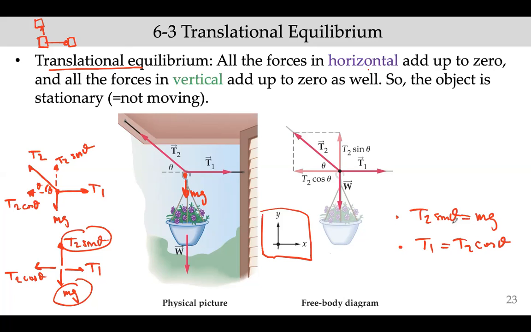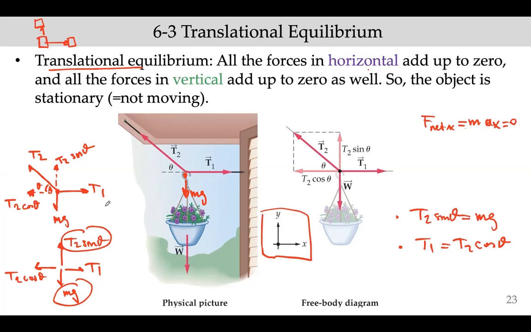So these formulas, you can find them from F equals ma as well, F net equals ma. So if you write F net in x direction equals max, well, because there's translational equilibrium, the object is not moving, no acceleration. So this will be 0.